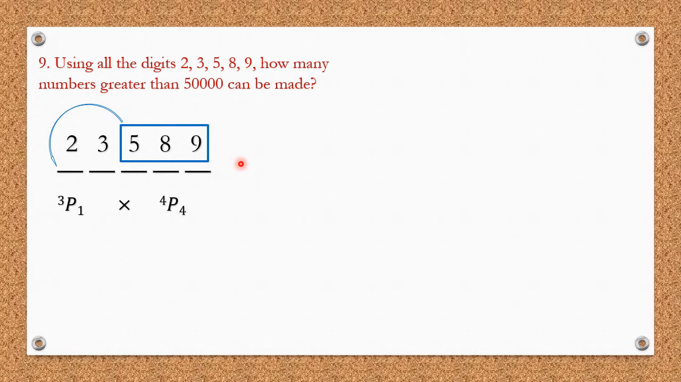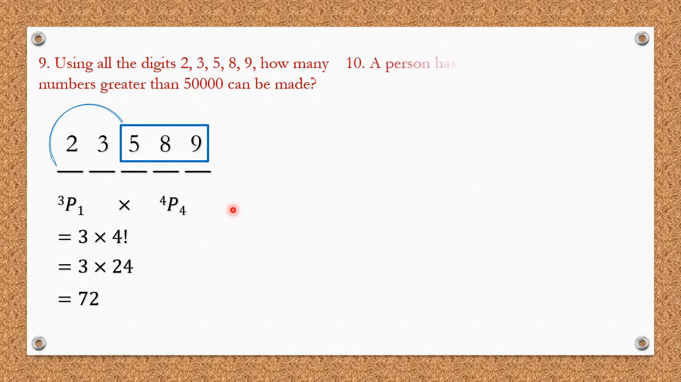That makes it 4P4. Just getting these permutation values is important, because after this you already know how to solve the values, right? So 3P1 is 3, 4P4 is 4 factorial, which is 24, so 3 into 24 is 72. This is your total arrangements of the digits 2, 3, 5, 8, 9 to get a number greater than 50,000.